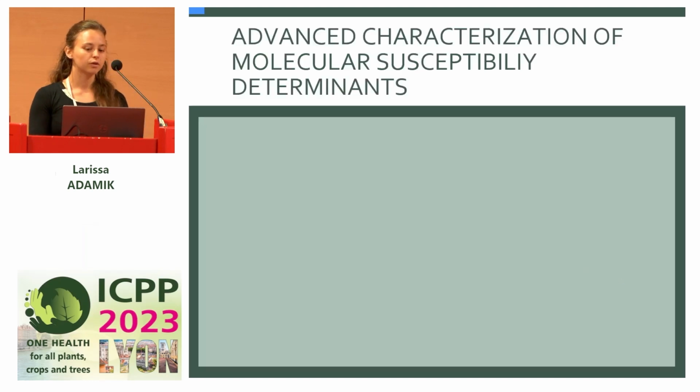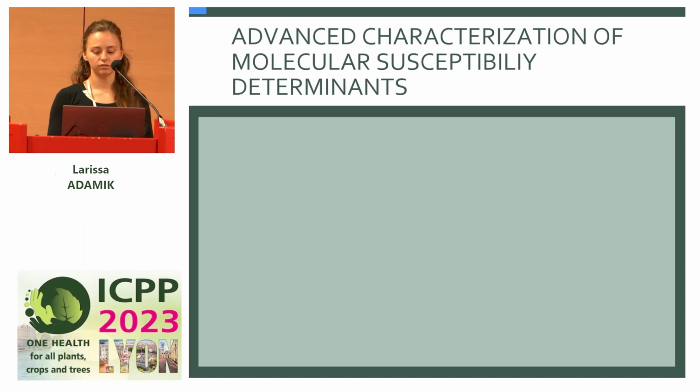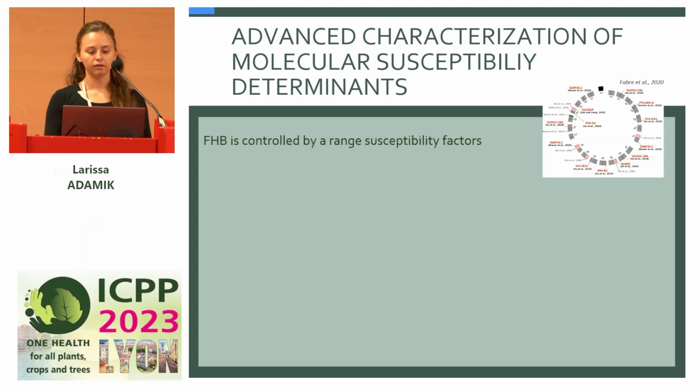So in my team, we have been working for about 10 years now on the susceptibility determinants of this disease. And FHB is indeed controlled by a range of susceptibility factors, which are overviewed here in the circus plot.